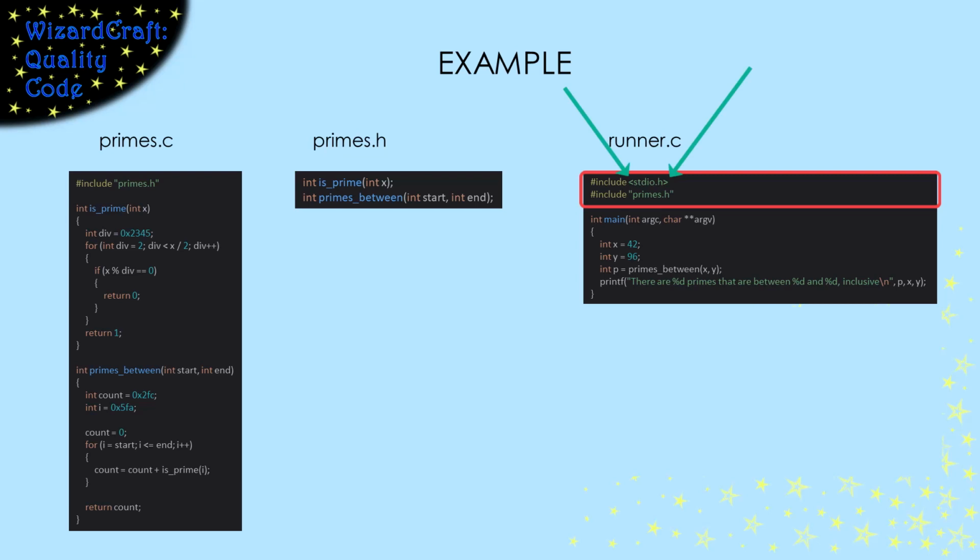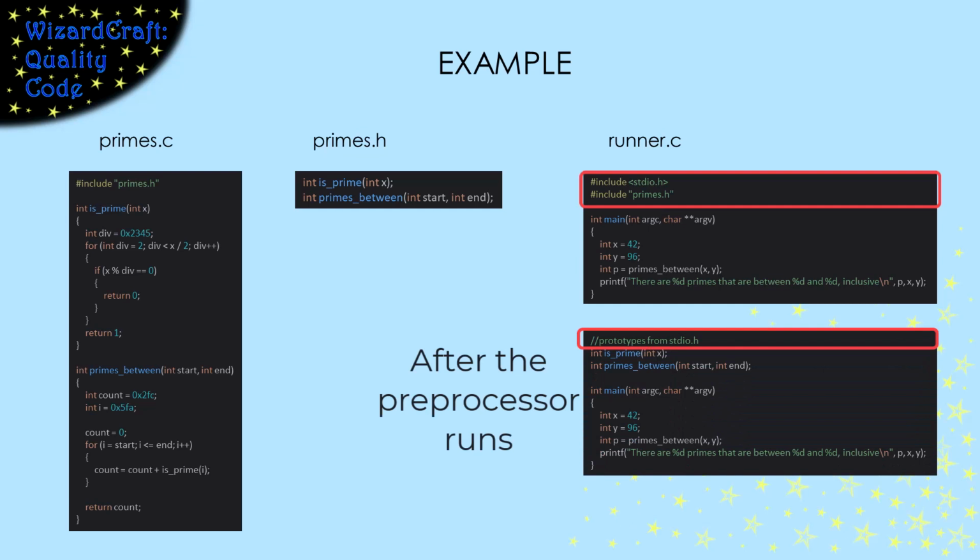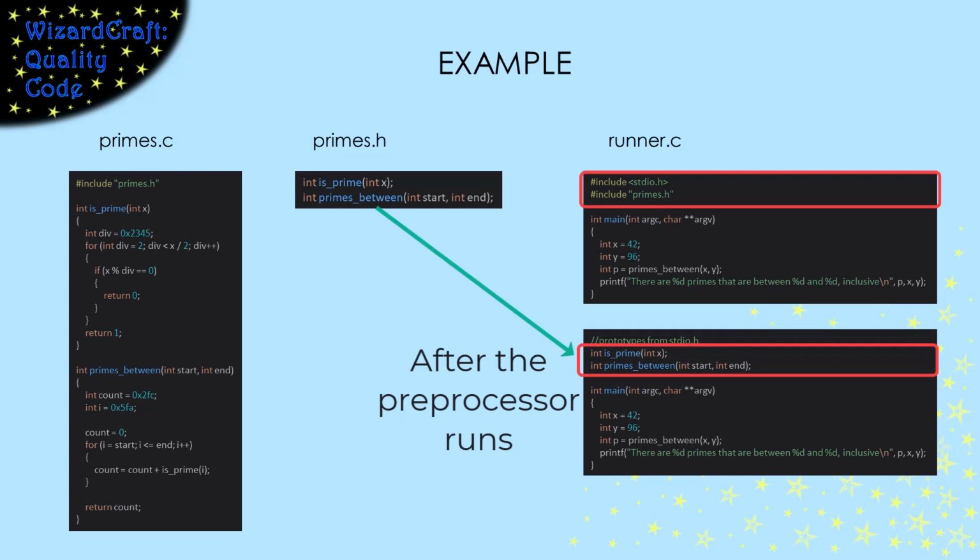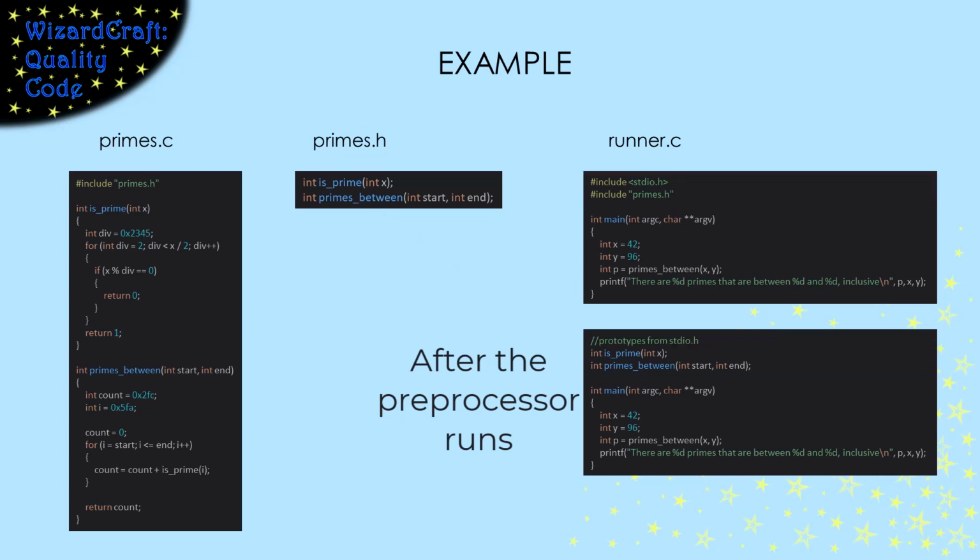Notice the libraries that come with C have triangle braces around them, where our H files have quotes around them. After the preprocessor runs, standard.io.h will be expanded. I didn't put all of that here because it's huge. And primes.h will be expanded. That puts our function prototypes near the top of the file, just where we need them. With this structure, when one of the functions in primes.c changes, we change it in the header file too. That lets everyone else get the change at once.